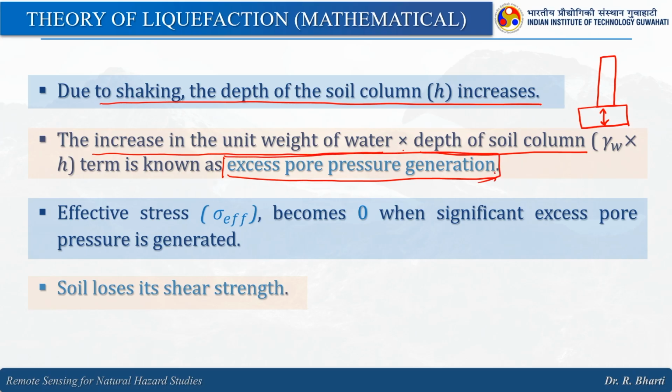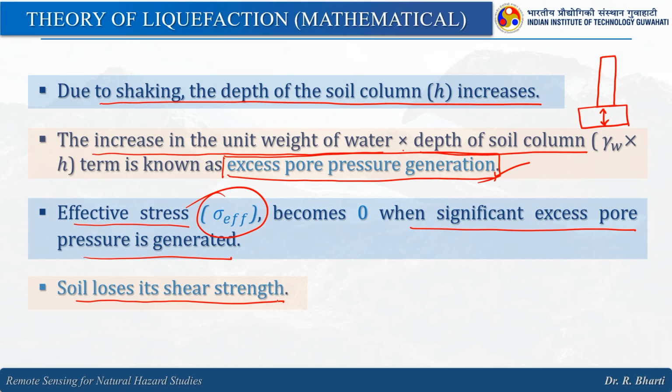So, now we have come to this excess pore pressure generation, and the effective stress that we calculated in the previous slide becomes 0 when significant excess pore pressure is generated. So, this is 0 and this is when soil loses its shear strength. So, now we have come to a conclusion: when the effective stress is 0, right, this soil is going to fail because there is no shear strength.